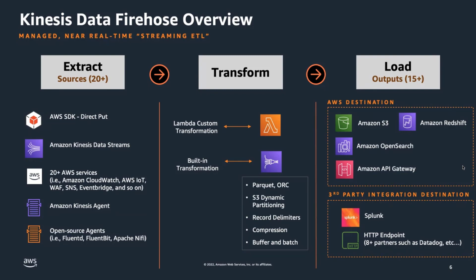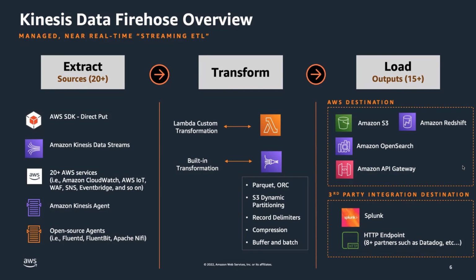Firehose also supports more than 20 AWS services out of the box, which means that if your data origin comes from CloudWatch logs or from AWS IoT, WAF, SNS, EventBridge, or any other AWS service, you can directly push the data from that service to Kinesis Firehose.